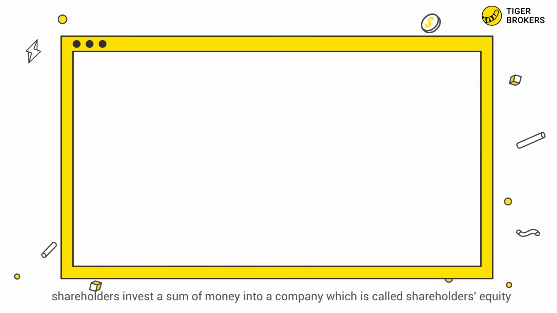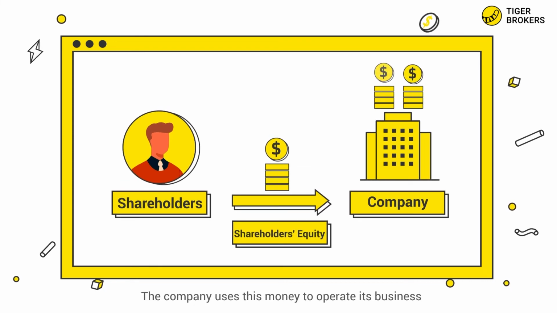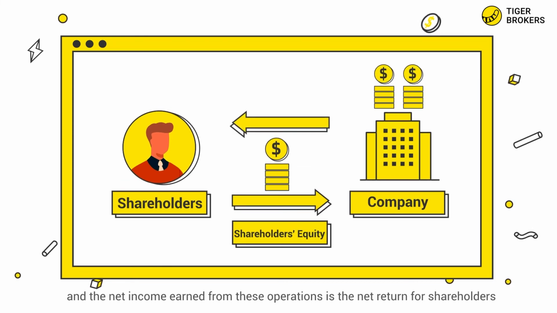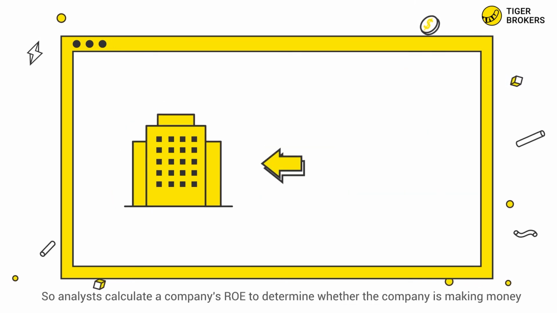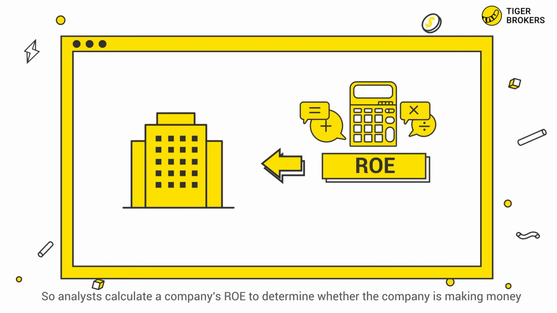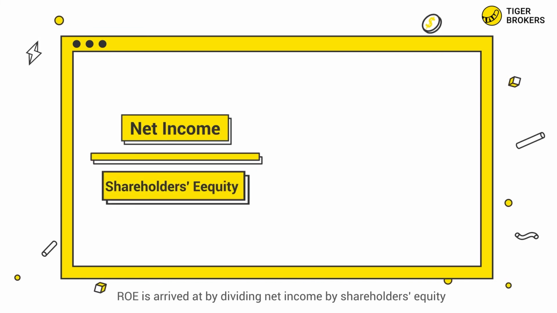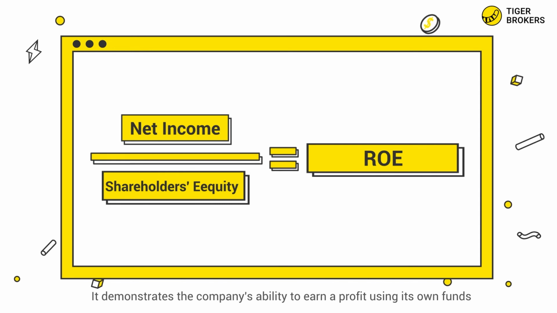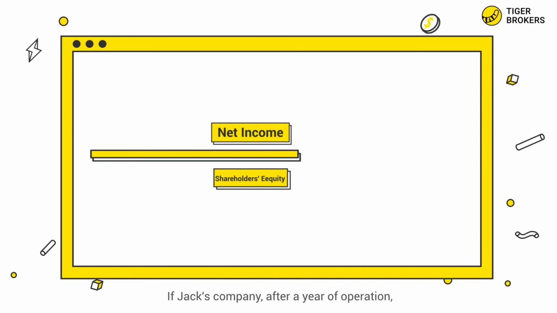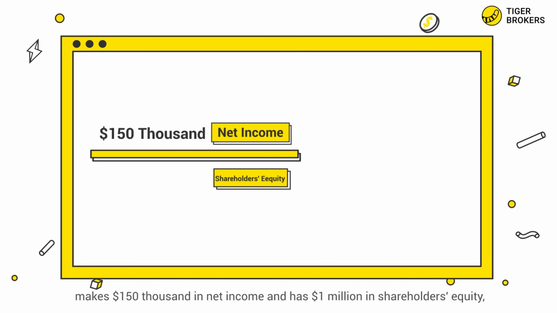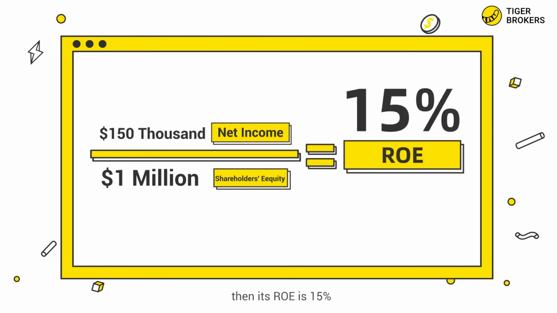Simply put, shareholders invest a sum of money into a company, which is called shareholders' equity. The company uses this money to operate its business, and the net income earned from these operations is the net return for shareholders. So analysts calculate the company's ROE to determine whether the company is making money and is worth investing in. ROE is arrived at by dividing net income by shareholders' equity. It demonstrates the company's ability to earn a profit using its own funds. If Jack's company, after a year of operation, makes $150,000 in net income and has $1 million in shareholders' equity, then its ROE is 15%.